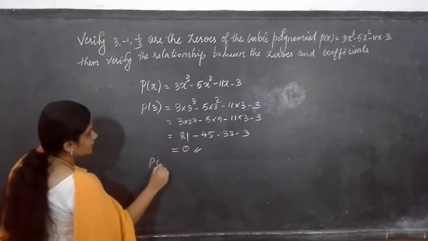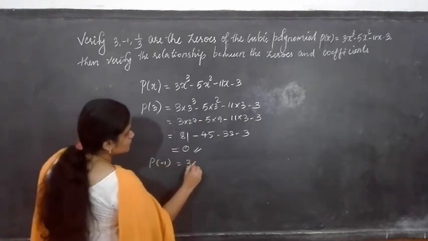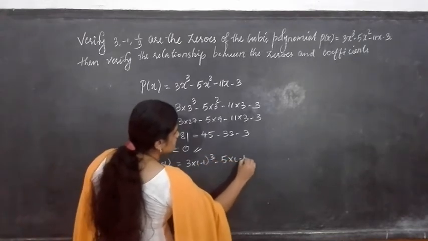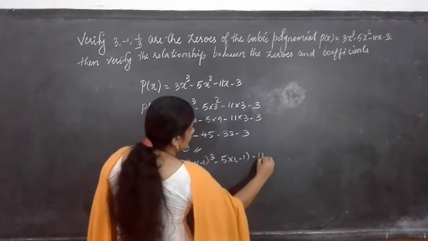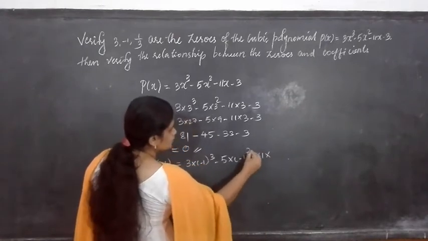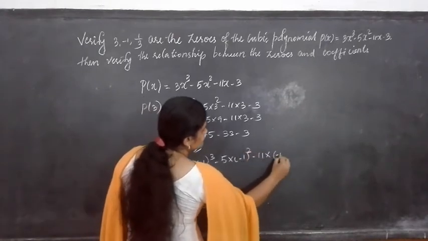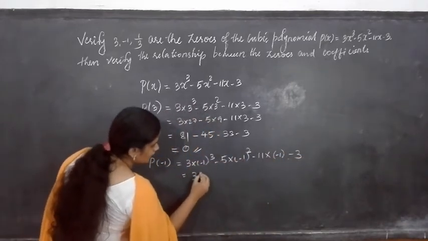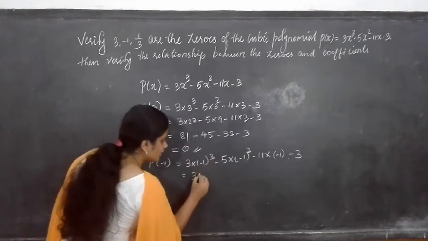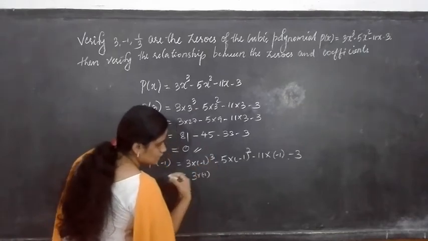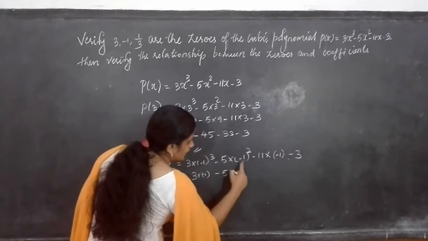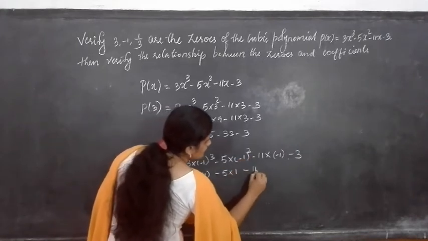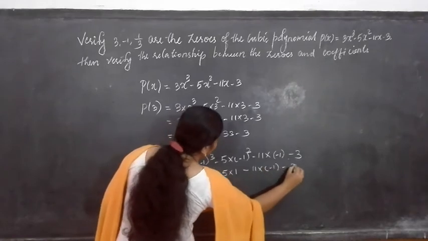P of negative 1: 3 into negative 1 cubed minus 5 into negative 1 squared minus 11 into negative 1 minus 3. So what do you have? 3 into negative 1 whole cubed, the answer will be negative 1. Minus 5 into negative 1 whole squared, the answer will be 1. Then minus 11 into negative 1 minus 3.